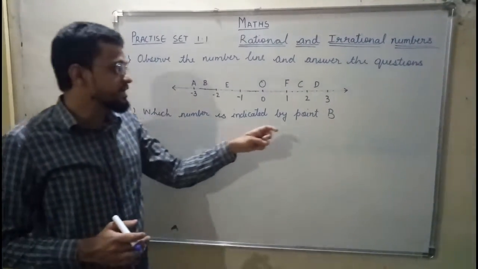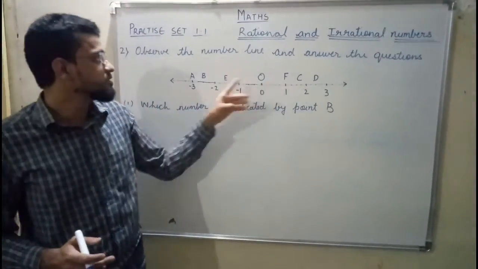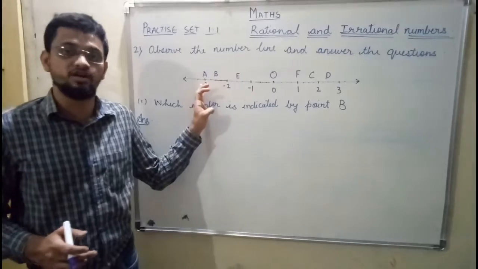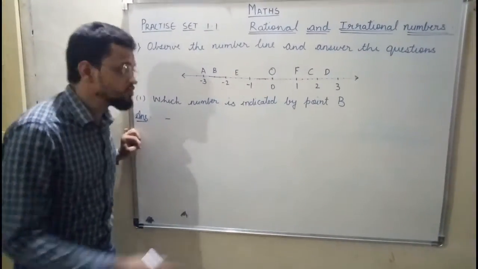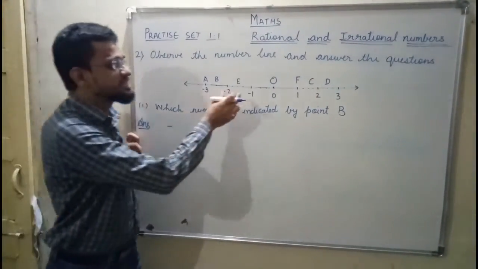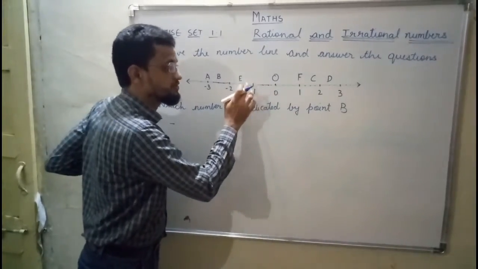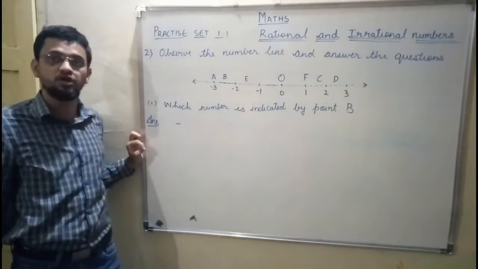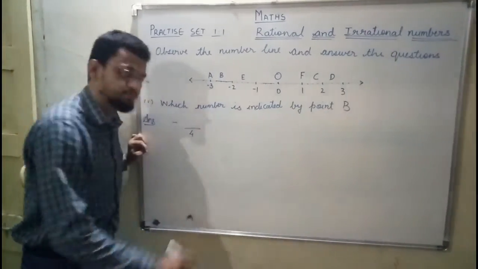Now we have to find the point B on the number line. Point B here is on the left hand side of the number line. So the number will be negative, because it is on the left hand side of 0. Now each section is divided into 4 equal parts. Counting again 1, 2, 3 and 4. So the number in the denominator will be 4.